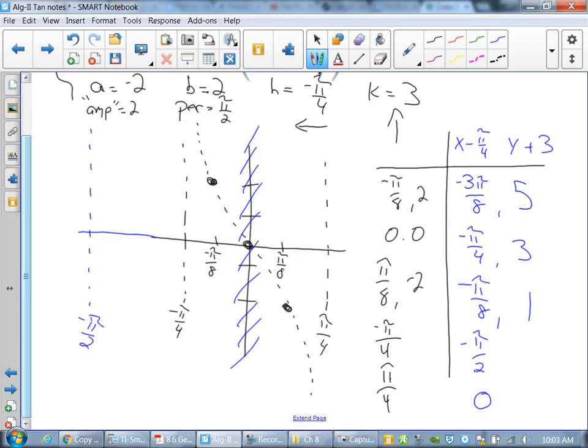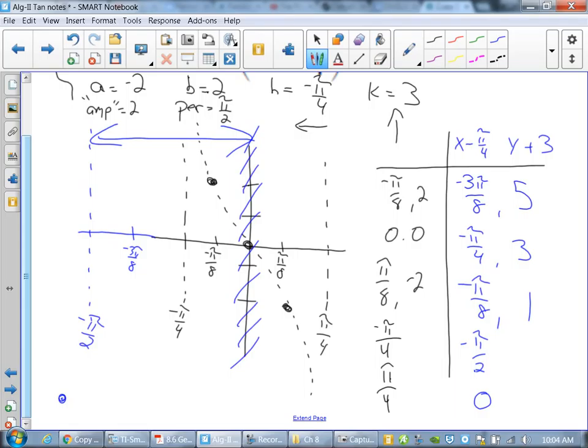I know that my left breakpoint is at negative 3 pi over 8. My next point is at pi over 4, somewhere up in here. Let me get this out of the way. And then the next one is at negative pi over 8 and my other asymptote. So I'm looking in this realm here now. I've shifted my period over to the left.